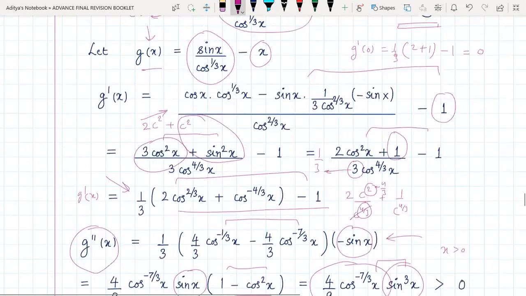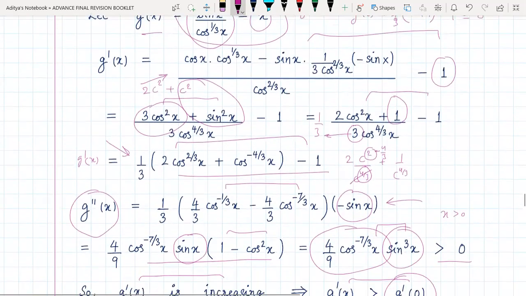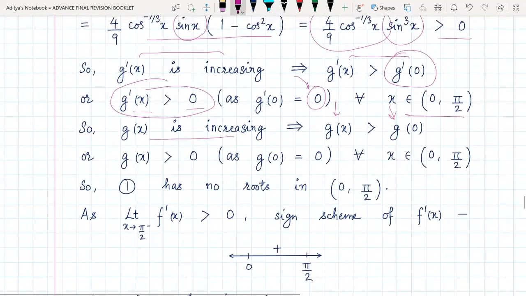But g of 0, if we want to find from here, obviously comes out to be 0. Easily you can see g of 0 is 0, sine 0 is also 0, and x equal to 0 is also 0, right? So that's why we are getting that g of x is greater than 0, because g of 0 is 0, so for all acute x.